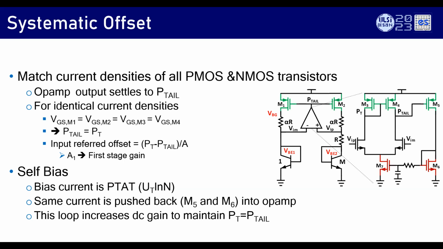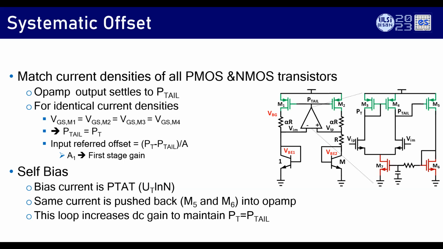When all the current densities are matched, PT will be equal to P tail, no matter what you do. When PT equals P tail, what is the input referred offset you are going to have? The input referred offset is going to be PT minus P tail divided by the gain of the first stage. So ideally we match PT equal to P tail, and the input referred offset is going to be very small. Typically, you can achieve about 50 microvolt or less. When you're designing sub 1 volt, 10 to 20 microvolt is easy to achieve. If you put in a little more effort, 10 to 20 microvolt of input referred systematic offset you can get.